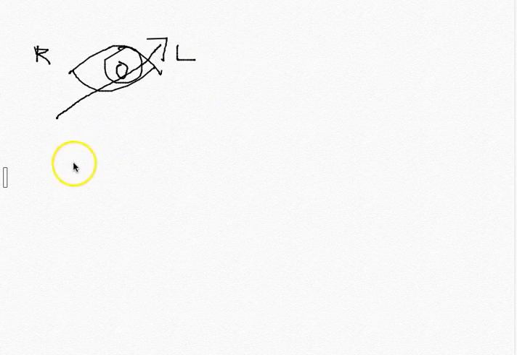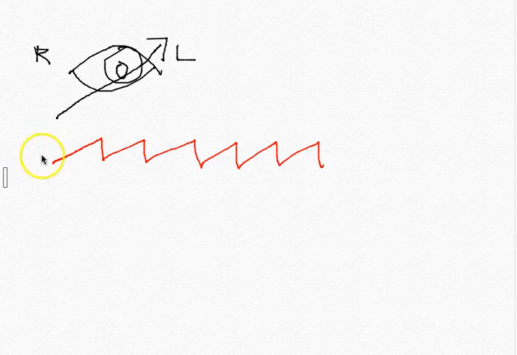So the horizontal trace will look like it is left beating. The fast component will be towards the left, that is, the fast component on the tracing will be downwards. So there is a slow movement towards the right and a fast movement downwards towards the left. This is how the tracing will look like. The eye is moving slowly towards the right, which means the tracing will move slowly upwards. The eye will move fast towards the left, so the tracing will move very fast downwards. This is how the horizontal tracing will look like.